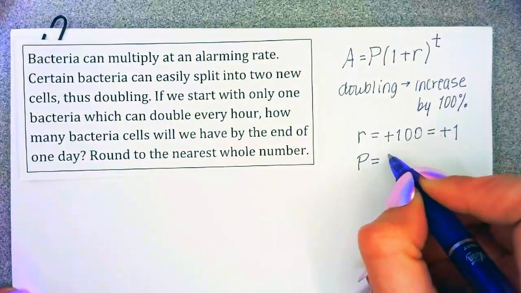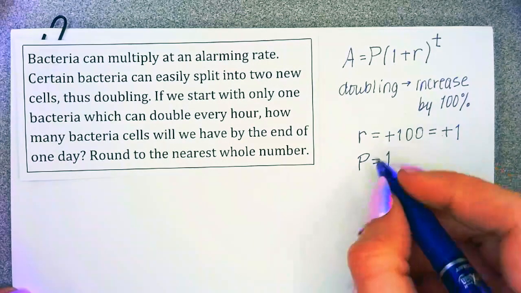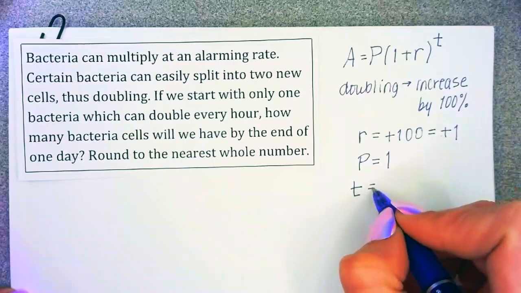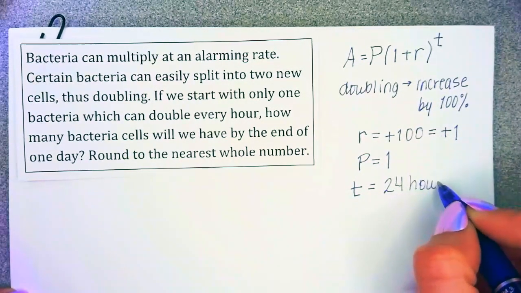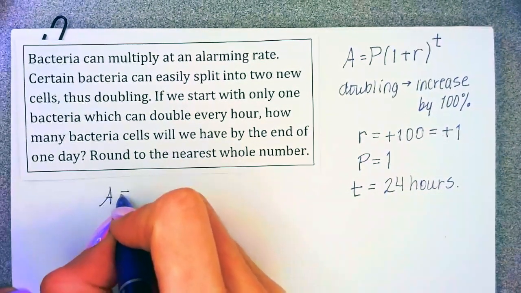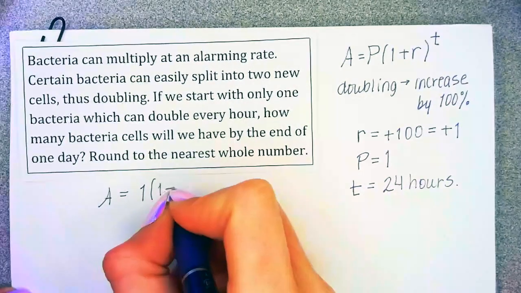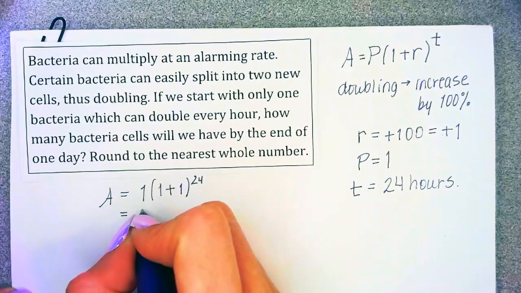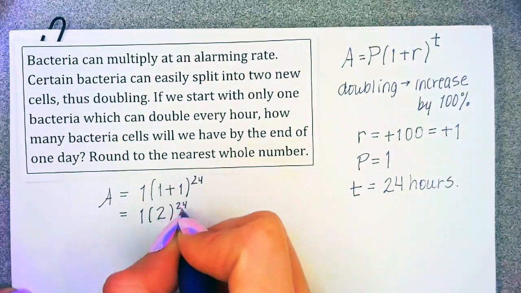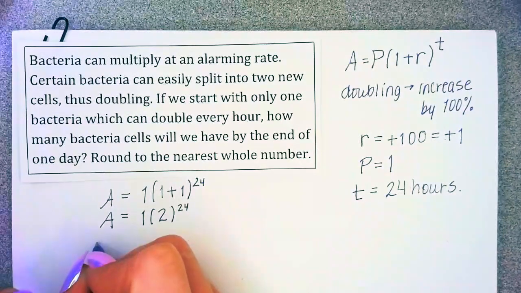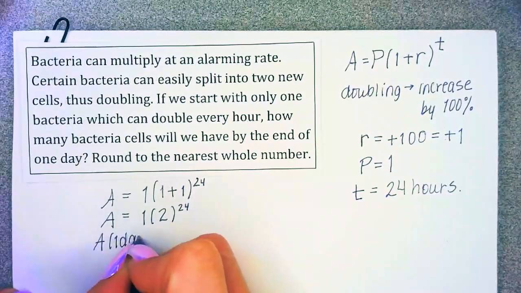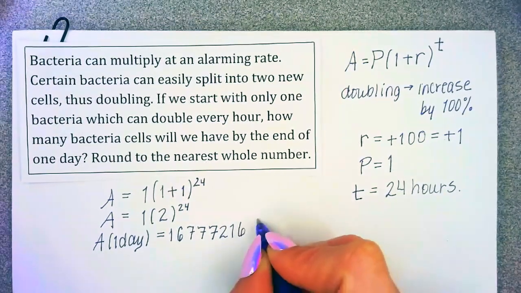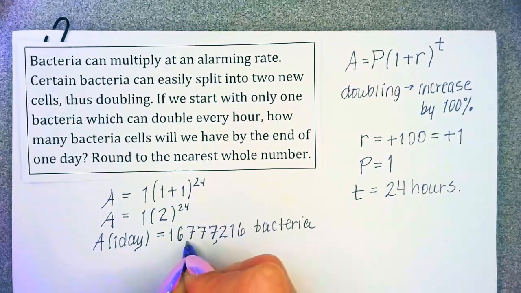P is the principal amount. I start off with 1 bacterium. Here it says at the end of 1 day, but we double every hour. So if my time is in hours, I'm going to use T equals 24. If I fill in all of these values, I'll get A equals 1 times the quantity of 1 plus 1 to the 24th. 1 plus 1 is 2, giving us that feeling of doubling. 1 times 2 to the 24th. If I type that into a calculator, I'll get the amount of bacteria after 1 day equals 16,777,216 bacteria.